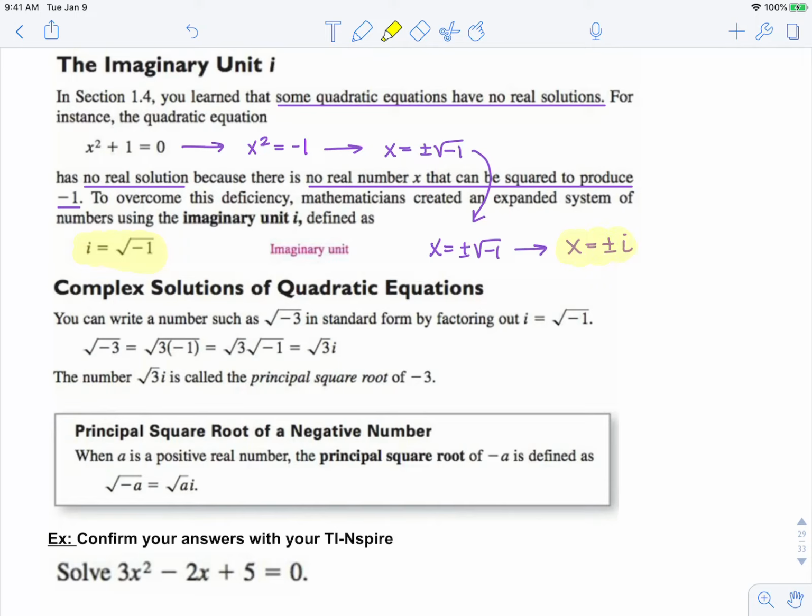You can write a number such as the square root of negative 3 in standard form by factoring out the square root of negative 1. So the square root of negative 3 becomes the square root of 3 times i. And I prefer to write i square root 3 so that we know that i is not in the radical. This is called the principal square root, because the principal square root is the positive square root of a number. So the square root of negative a, its principal square root, is i square root a.